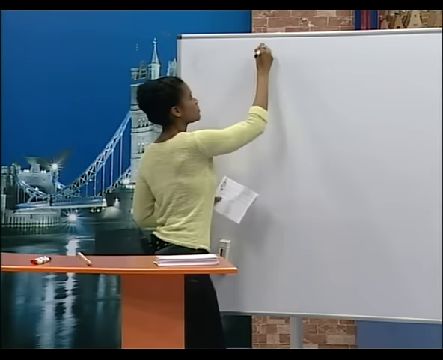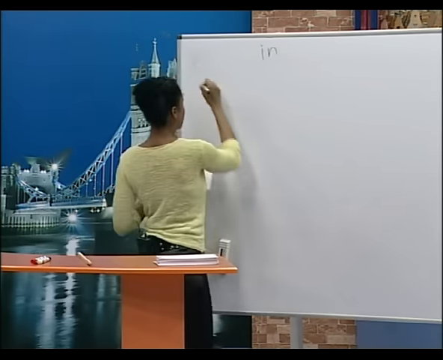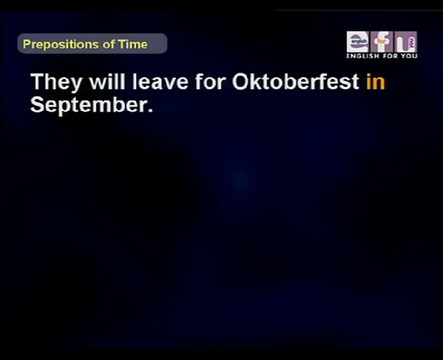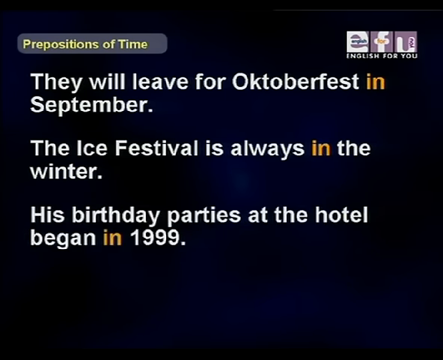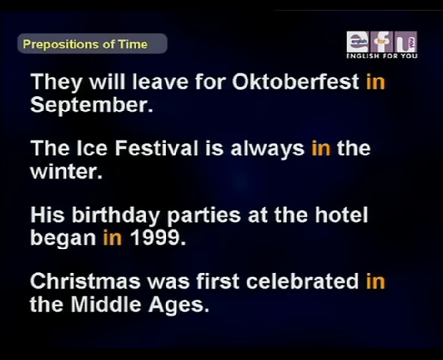Let's review the last preposition of time, in. Here are some examples. They will leave for Oktoberfest in September. The ice festival is always in the winter. His birthday parties at the hotel began in 1999. Finally, Christmas was first celebrated in the Middle Ages.